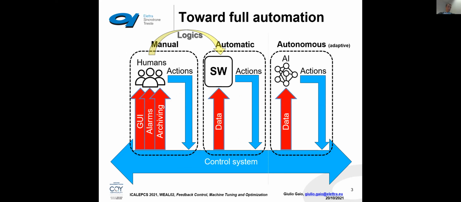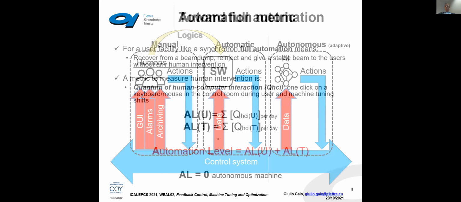But we are quite convinced at Elettra that before integrating machine learning in day-by-day operations, we must be able to transfer efficiently the logic that stays in the mind of the humans into the software. And then when we will be able to do so, then we will start to integrate also machine learning in operation.